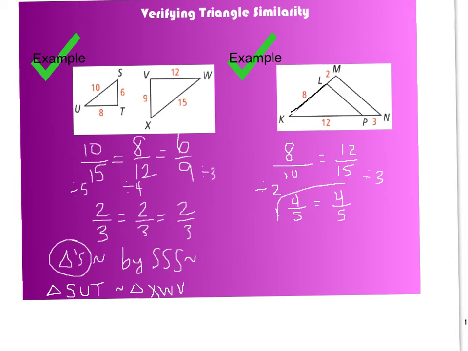So I do have 2 of my sides being proportional, and remember, we had this congruent angle, which was my included angle. So I can write my similarity statement here. I have triangle KLP similar to triangle KMN by side angle side similarity.